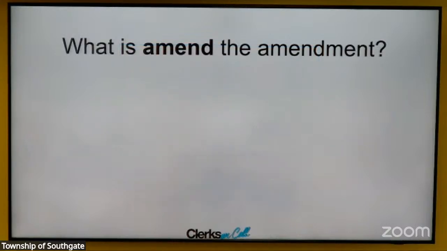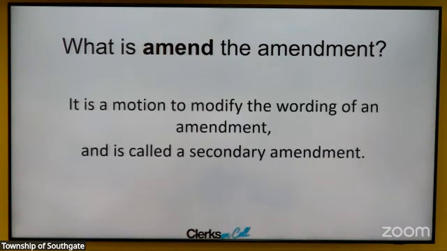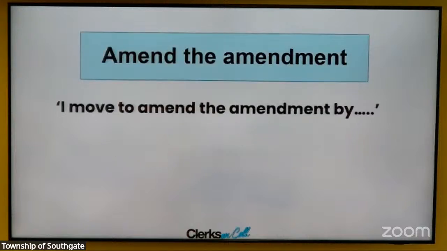Then, if we go on to the next must-know motion, amend the amendment, this is where it gets a little trickier. It is a motion that modifies the wording of the actual amendment, and it's often called a secondary amendment. Again, it needs to relate to the subject matter. And while amending the amendment is not all that common in lots of municipalities, it does come up on occasion. So we think you need to know how to deal with it. So let's look at it again.